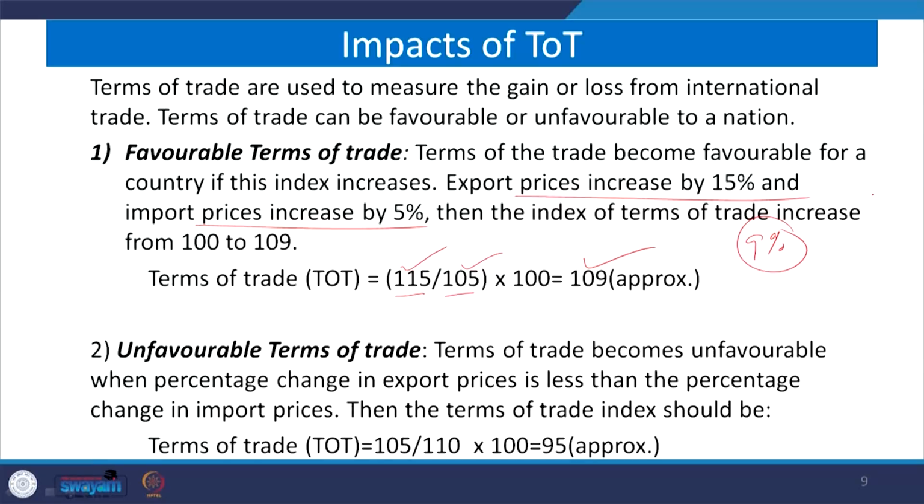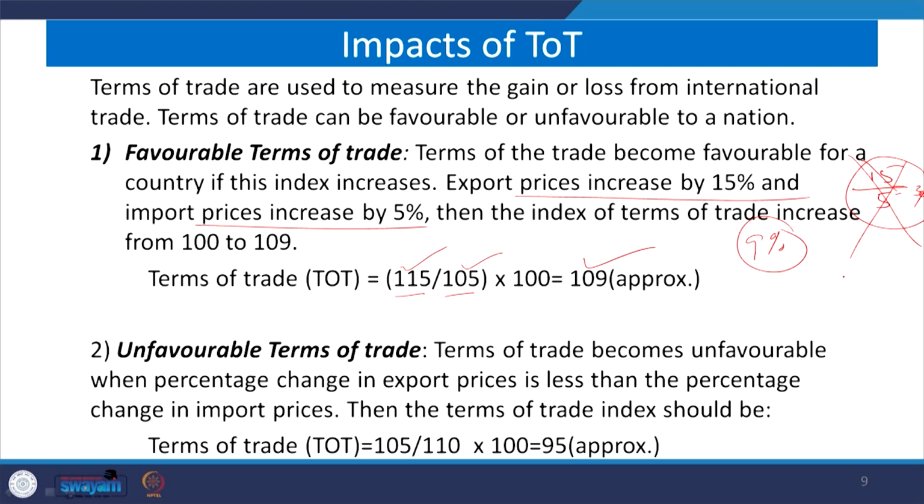So, a 9% rise as compared to 100 is the rise in the terms of trade, which is favorable. So, if you are given an example of calculating terms of trade with the changes, you should not just say 15% divided by 5%, which roughly gives 3%. That is a completely wrong answer, and so accordingly we may define it.